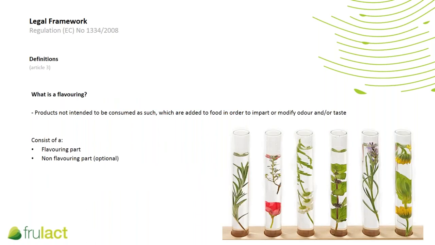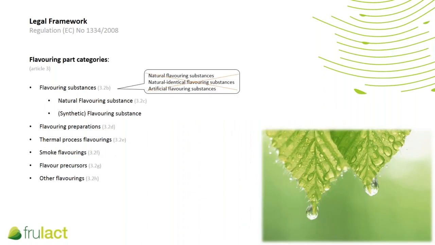I will give you now some definitions, but after that I'll give you some examples so you can easily understand the definitions. So, what is a flavoring? Flavorings are products not intended to be consumed as such, which are added to food in order to impart or modify odor and/or taste. They consist of two parts: a flavoring part, which is compulsory, of course, and a non-flavoring part, which is optional. We will focus on the flavoring parts.